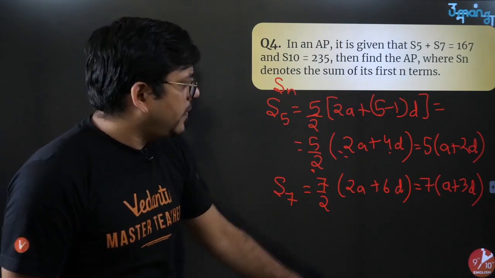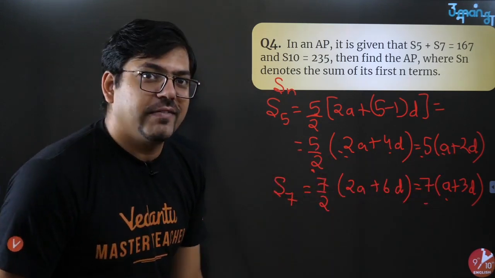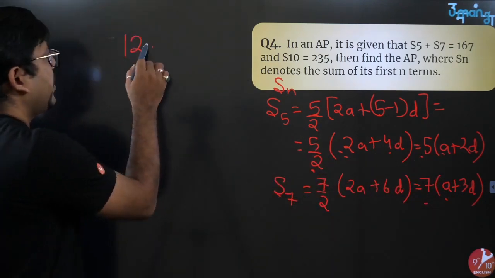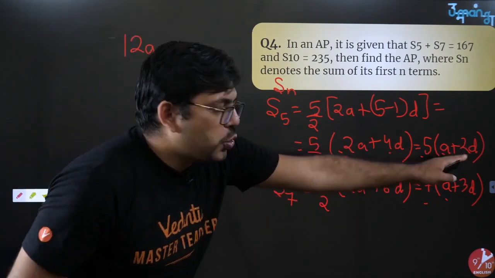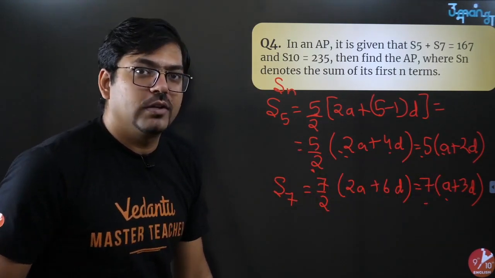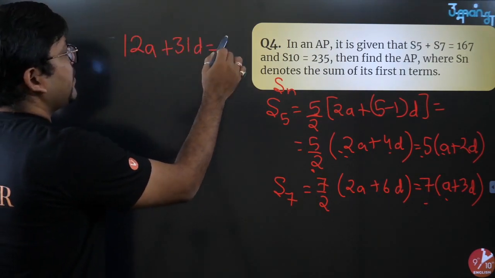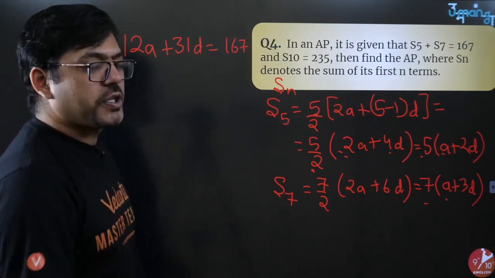So what is the addition? 5 into a, 5a. 7 into a, 7a. So 5a plus 7a, it's 12a. Okay, 12a. 5 into 2, 10d. 7 into 3, 21d. So 10 plus 21, that's 31. So plus 31d. So this much is given 167. We got the first equation now.